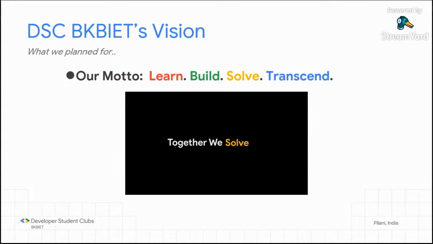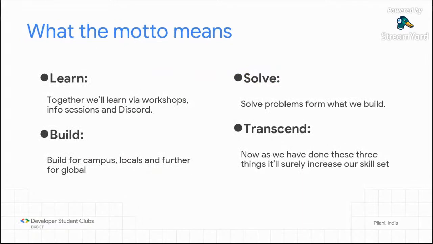Now, what is DSC BKBIET's vision? Well, what we have planned for. Our plan and our vision is in our motto. Our motto is learn, build, solve, and transcend. That's our motto. Now, what does our motto mean?